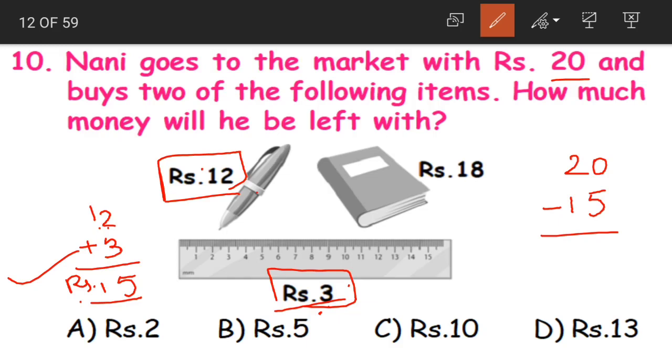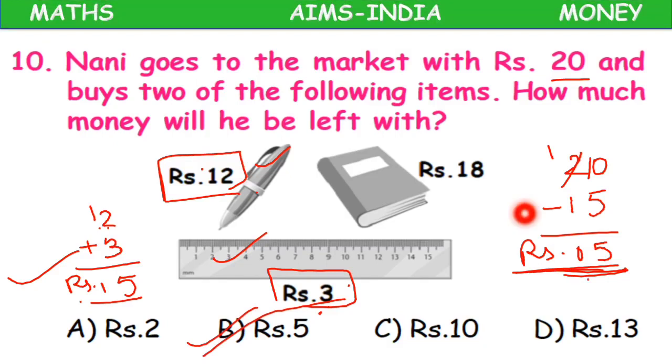Now how much money is left with him? We need to subtract 20 minus 15. 0 minus 5 is not possible. So borrowing, 10 minus 5, 5. 1 minus 1, 0. So 5 is our answer, children. 5 rupees, yes, after buying the 2 items. Which 2 items? The pen and the scale. Nani is left with 5 rupees with him. Option B.